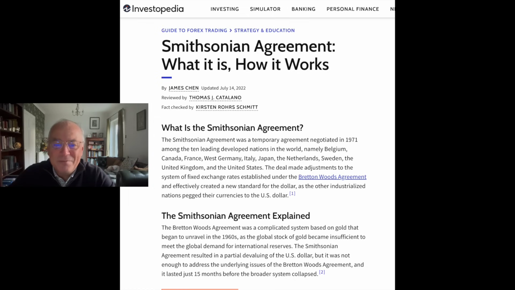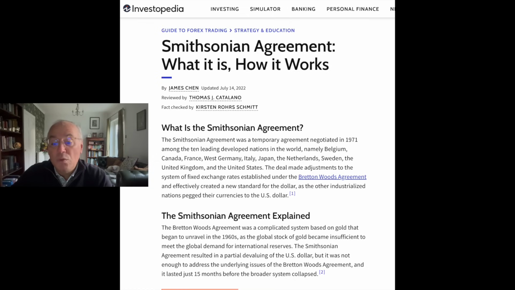Well, let's continue. Among the 10 leading developed nations in the world, namely Belgium, Canada, France, West Germany, Italy, Japan, the Netherlands, Sweden, the United Kingdom, and the United States. The deal made adjustments to the system of fixed exchange rate established under the Bretton Woods Agreement and effectively created a new standard for the dollar as the other industrialized nations pegged their currencies to the US dollar.